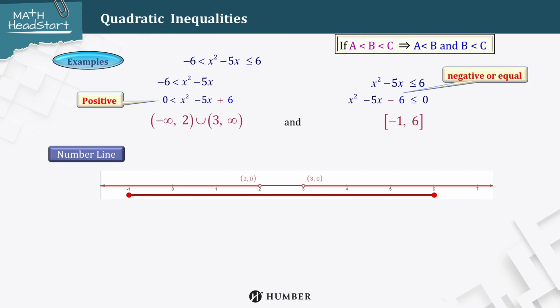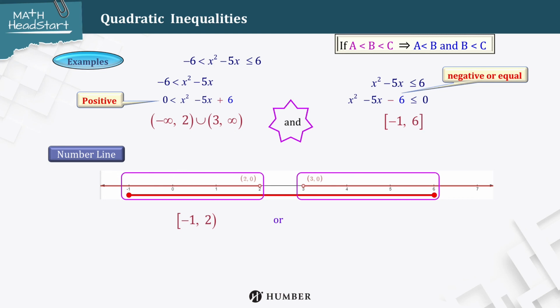Now we need to find the intersections of the two sets. We can see the common intervals of the two lines are between -1 and 2. -1 is inclusive, but 2 is not included. Also, the other common interval of the two lines is between 3 and 6. Again, 3 is not included, but 6 is inclusive.